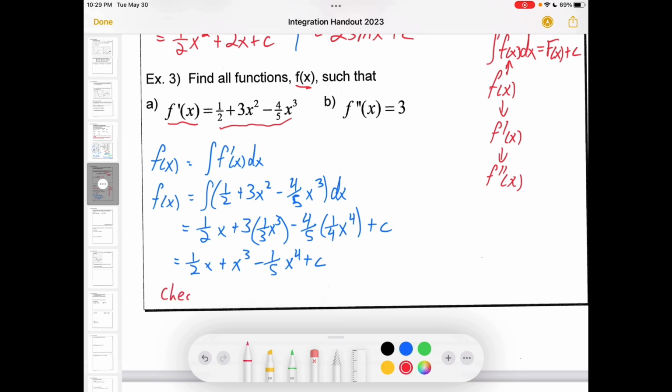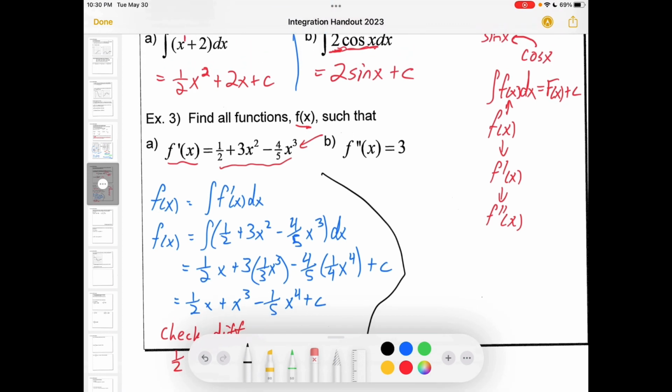Let's just check by differentiating. Check. Okay, I'd get a half. I'd get 3x squared. I'd get minus 4 would come down front, and the power would go down by 1. And that c would differentiate to 0. Is that what I started with? Heck yeah. Okay. So the check isn't the answer, but it's a way to figure out whether you're correct.